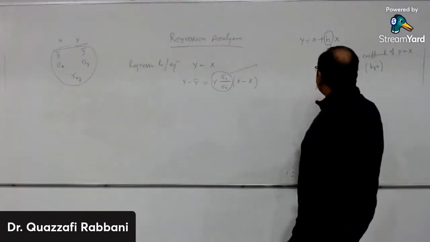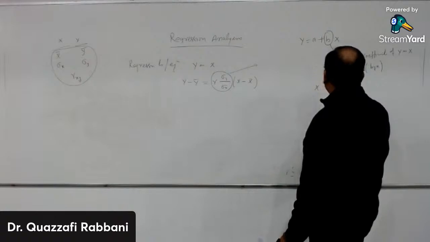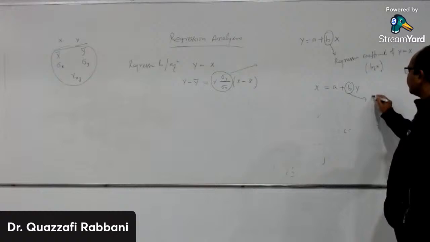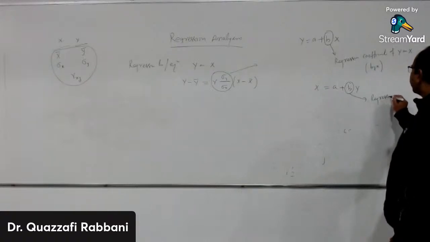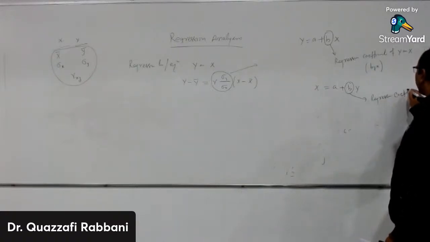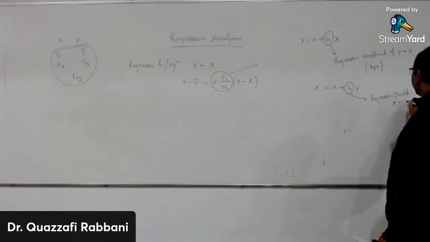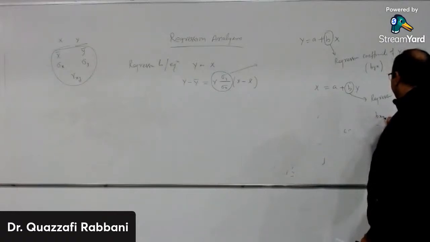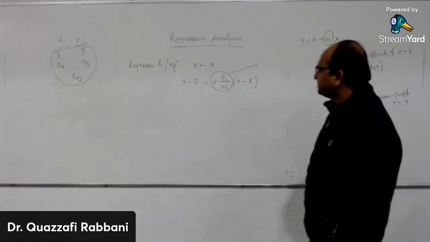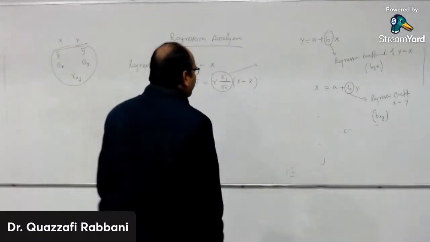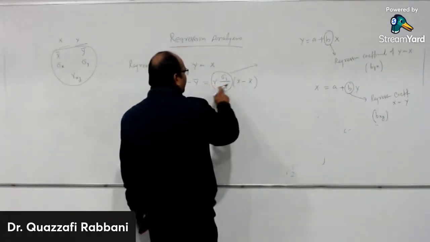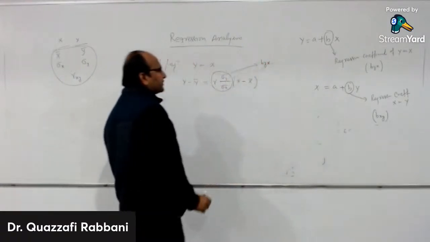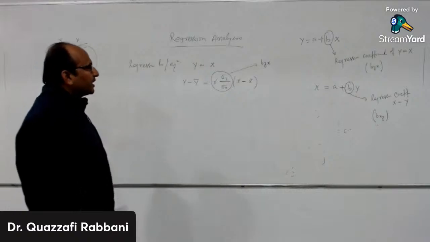Similarly, in the case of x on y, x is equal to a plus by. Here this b is the regression coefficient x on y, and can be denoted by bxy. That is the slope. So in this case, this quantity is nothing but byx, the regression coefficient y on x.